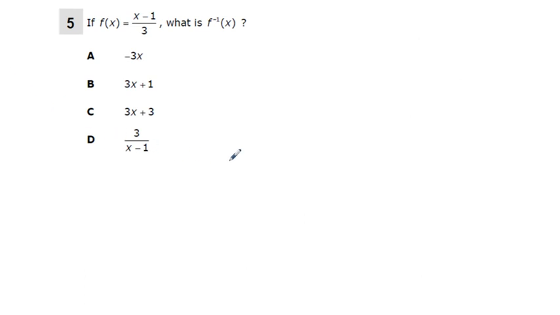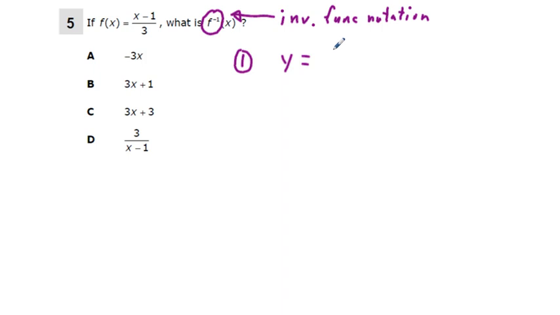5. If f of x equals x minus 1 over 3, what is f negative 1 of x? This f negative 1, this is called an inverse function notation. And we talked about steps in solving this type of finding an inverse function. Step 1 is we're going to change f of x to y. So here we write this equation as y equals x minus 1 over 3.